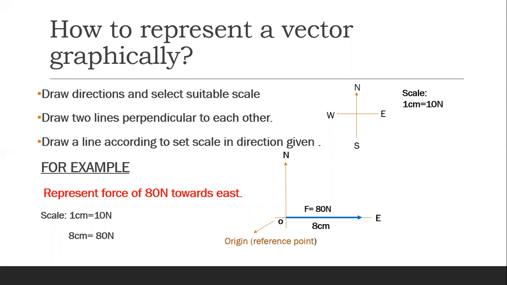How to represent a vector graphically. Here are 3 simple rules to follow if you want to represent a vector graphically. Firstly, you draw the directions and then select a suitable scale. Directions are important to draw because sometimes they can get really confusing.